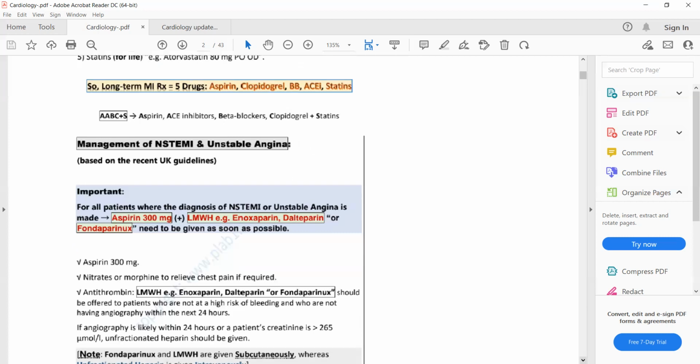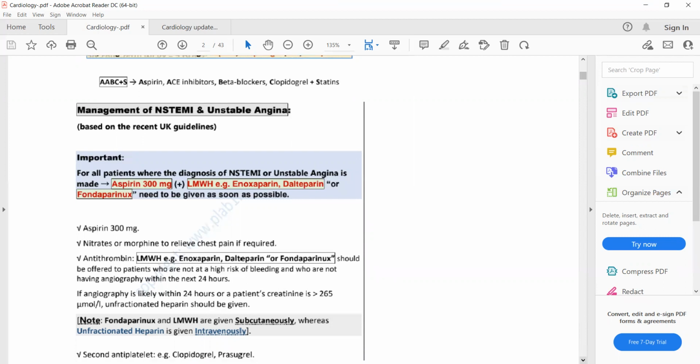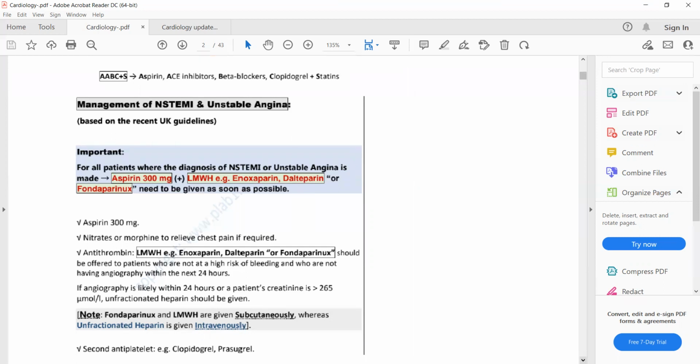Remember that low molecular weight heparin or fondaparinux should be offered to the patient who presents to you with non-ST elevation MI or unstable angina who is not having angiography within the next 24 hours. If a patient who presents to you with non-ST elevation MI or unstable angina is going to undergo angiography within the next 24 hours, then instead of low molecular weight heparin, we need to give unfractionated heparin.